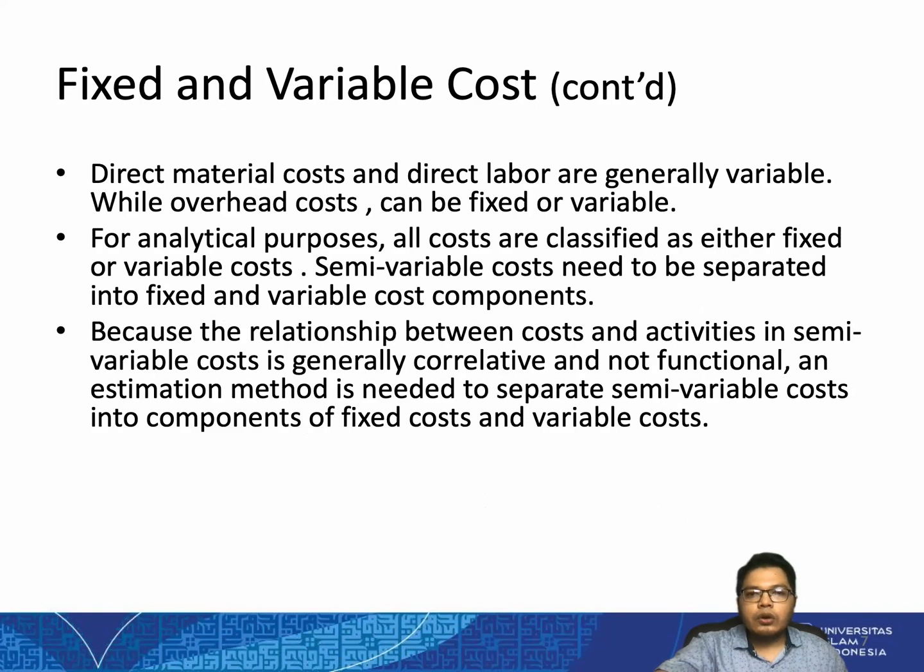For analytical purposes, all costs are classified as either fixed or variable costs. Semi-variable costs need to be separated into fixed and variable cost components. We will discuss how to separate this in another session, because the relationship between cost and activity in semi-variable cost is generally correlative and not functional. An estimation method is needed to separate semi-variable cost into components of fixed cost and variable cost. But you just need to know that there is fixed and variable cost and there is also mixed cost, but we can separate them using some methods.